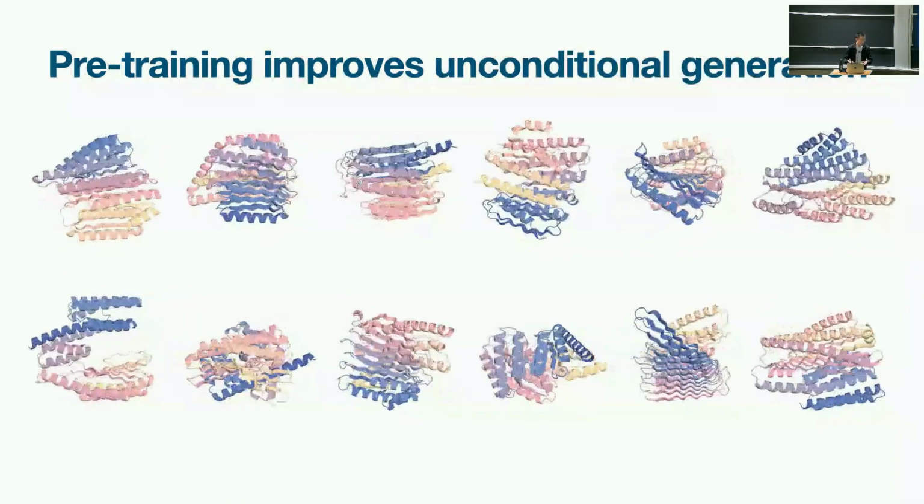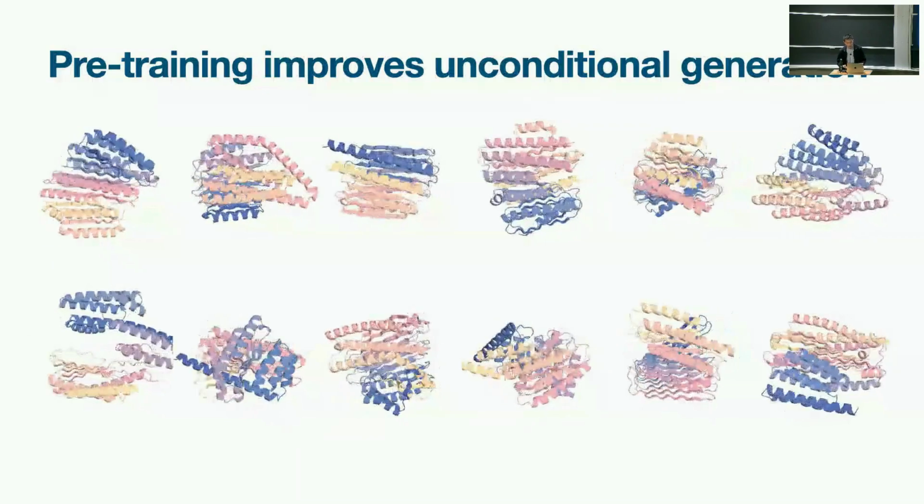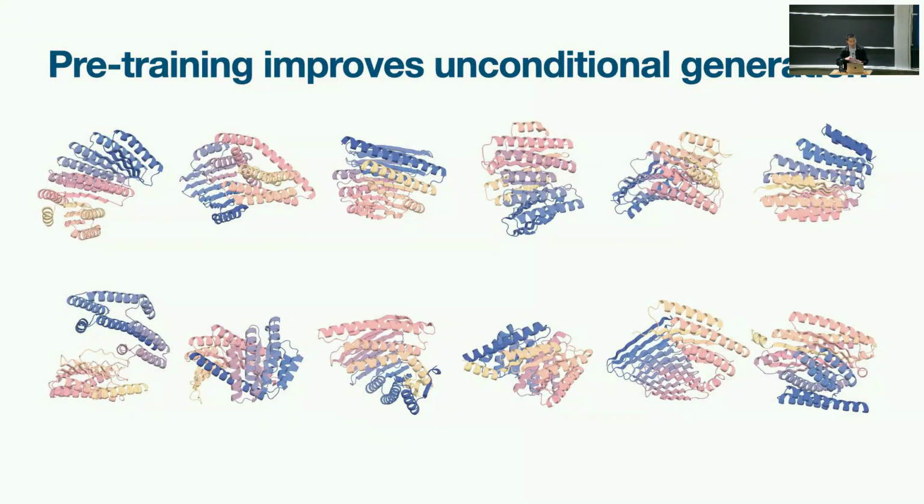And the pre-training was actually very crucial because it let us train for a lot shorter, and also drastically improved the unconditional generation task, where the previous method could only go up to length 300, but this model is able to go up to length 800 or even 1,000, and generate these massive proteins that look really nice as well.